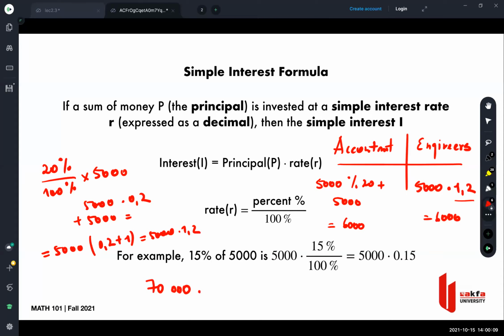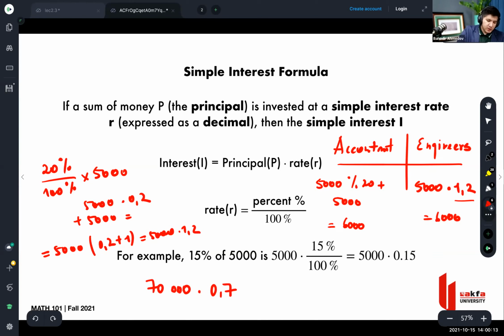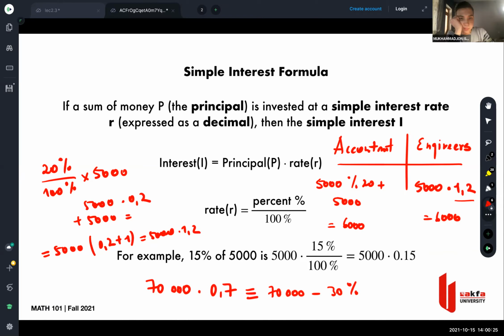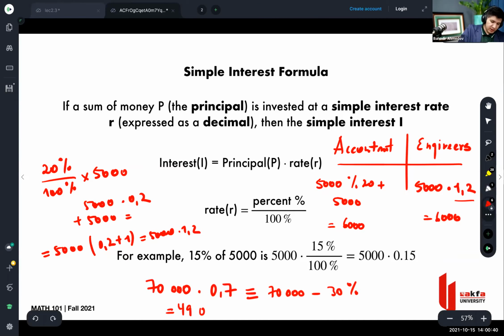Multiply by 70%. No, 70%. 0.7, right? So this is actually equivalent to saying that this is 70,000 minus 30%. Okay? Do you understand this? Yes. So 70% minus 30% means that you need to be left with 70% of the 70,000. And this is obtained by simply multiplying by 0.7. That's going to be 49,000.